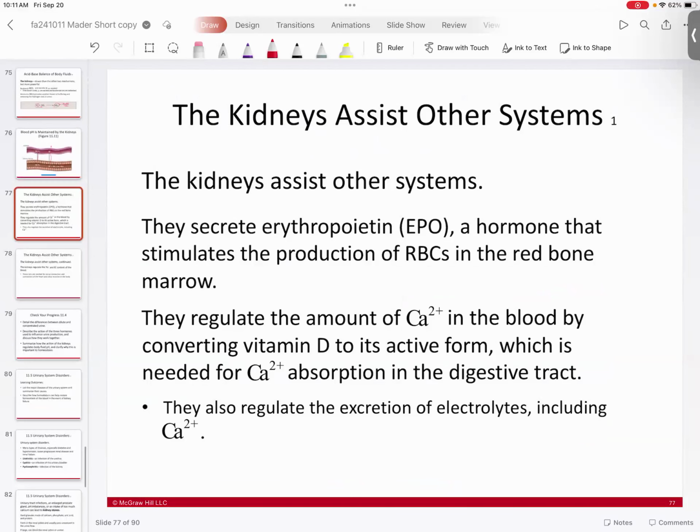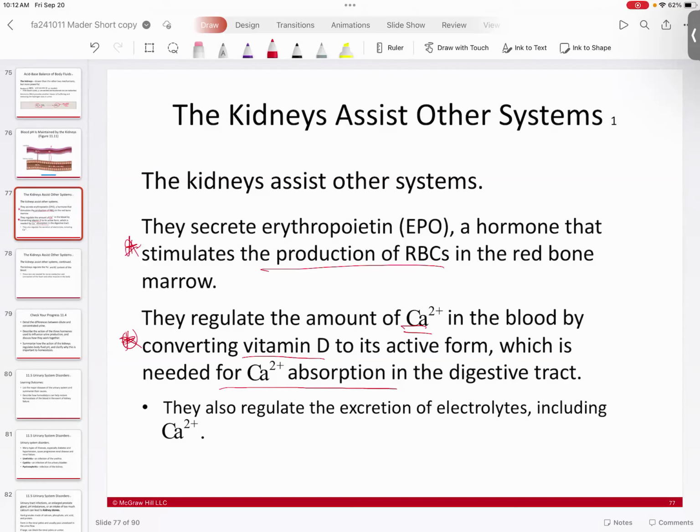The kidneys assist in other things as well. For instance, we mentioned earlier that they secrete erythropoietin, which is the hormone that drives the production of red blood cells in the bone marrow. They can also help to regulate calcium through their interactions with vitamin D. They create from vitamin D the hormone calcitriol, which acts as a co-absorbent in the digestive system so that you can absorb calcium. Once you absorb calcium, you can pack that calcium into your bones and use it for muscle contraction and things of that nature.